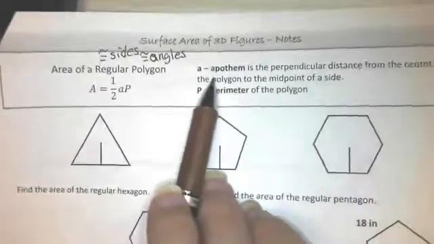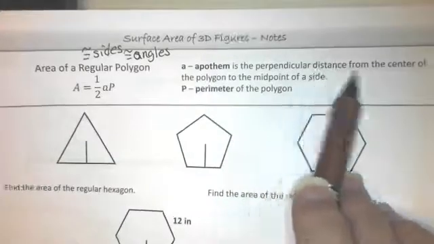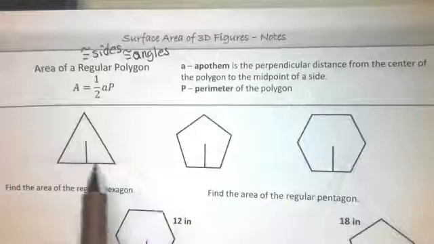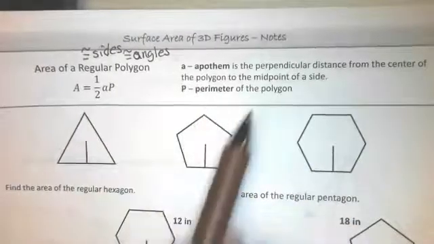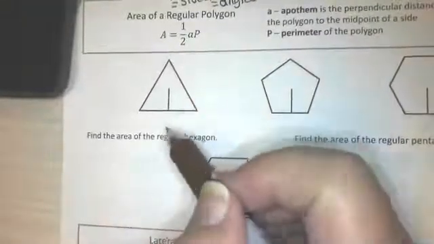The A stands for the apothem. The apothem is the perpendicular distance from the center of the polygon to the midpoint of a side. And we'll talk about that in these shapes. And capital P stands for the perimeter of the polygon. So let's start with our regular triangle.